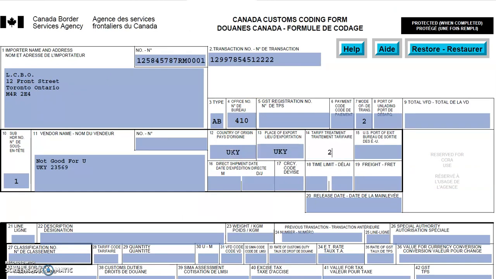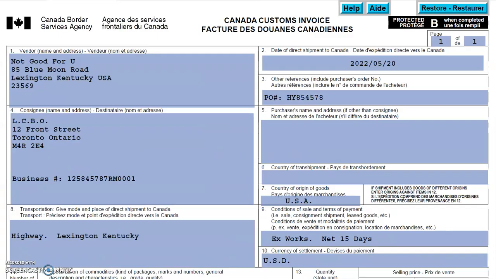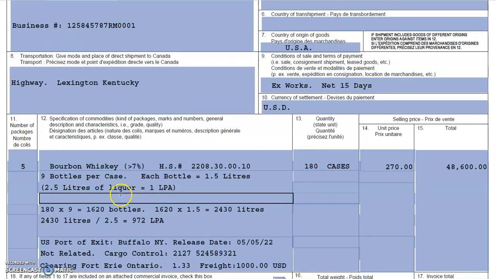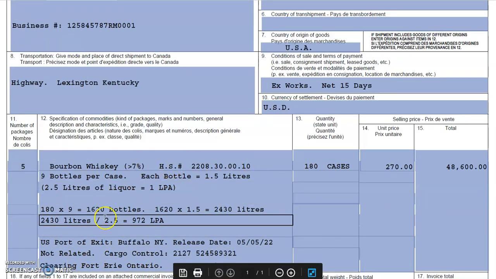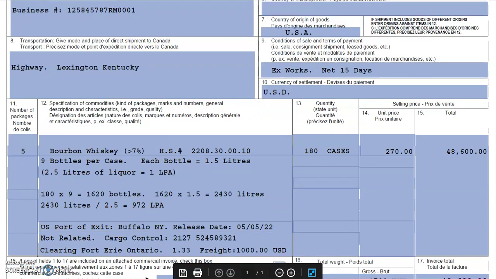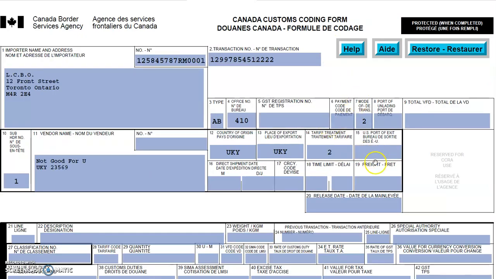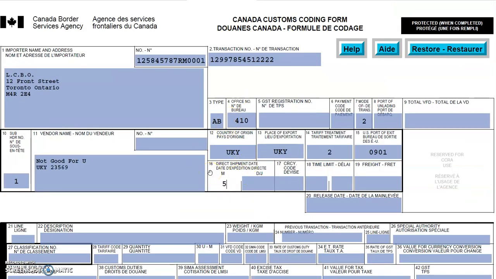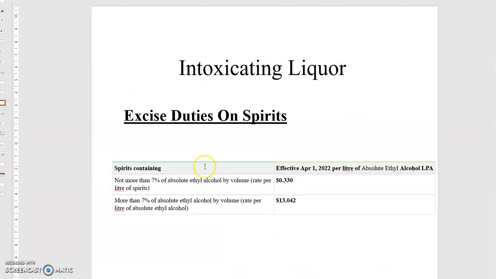The tariff treatment too: there's nothing that says anything about it being a CUSMA certificate. It has to say something. There's nothing here, but it doesn't make any difference anyway. I'll show you why in a minute. There's clearing at Fort Erie, Ontario, which means the U.S. port of exit is Buffalo. If we look that up, we'd know that the U.S. port of exit is 0901. Date of direct shipment is the 20th of May, so that's 5/20.